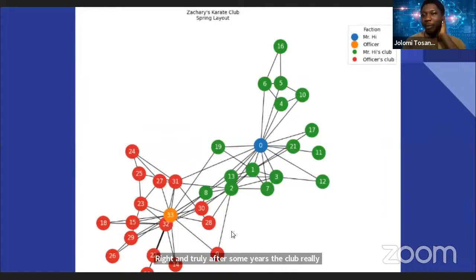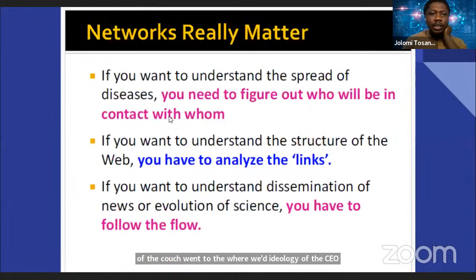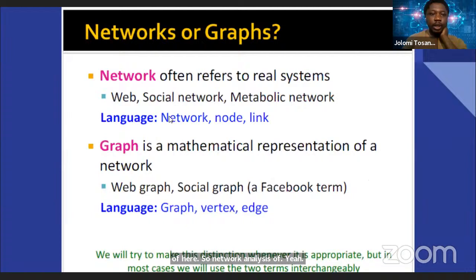People that bought the ideology of the coach went to the coach, and those that were with the ideology of the CEO went to the CEO. So it's a very nice network analysis example there. So networks really matter, and it's very important we pay attention to them, right?